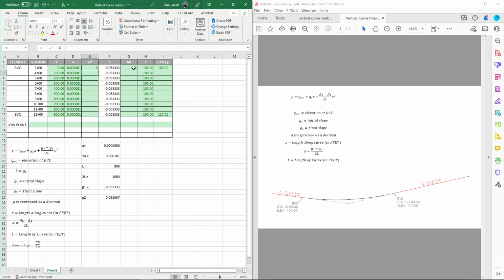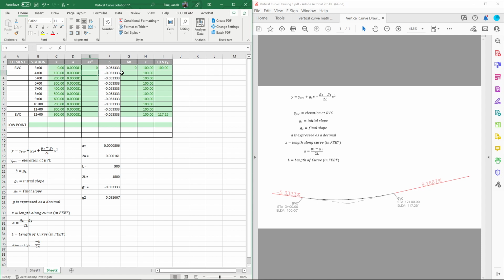And so I'm just going to do a double check here. If y, my elevation, is equal to ax squared plus bx plus c, then in this case I have 0 plus 100, and that gives me 100. So there's my double check. I know I'm on the right track. Now also notice this is a sag curve. We're going to be going downhill to our low point, and then we'll start going uphill again. So my next value here, 100 feet along the curve, I should see something less than 100.